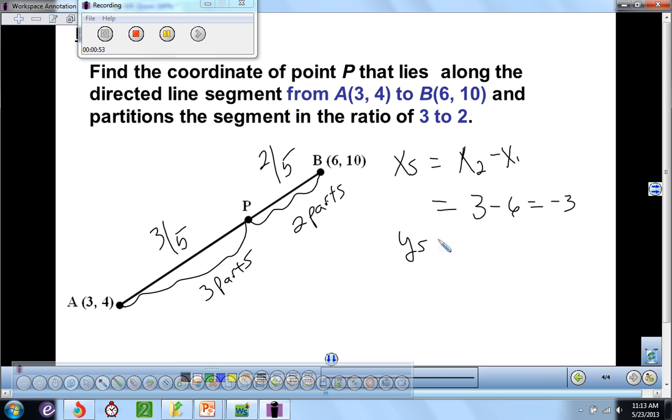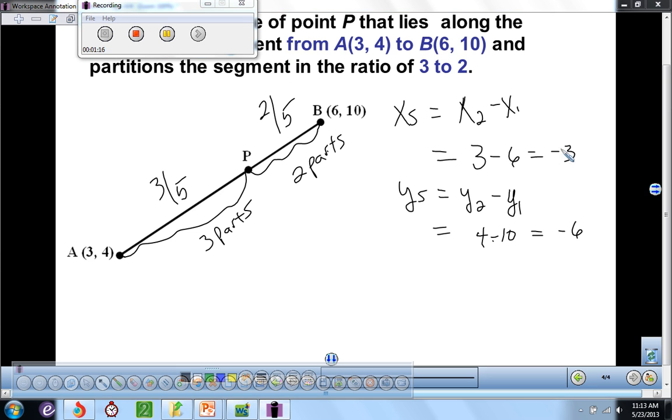For the y's, we're going to take 10, so it'll be y2 minus y1. So it's going to be 10 minus 4, it's 4 minus 10. And that gives us -6. Okay, so those changes are the same. Now what we need to do here is come up with a percentage or the ratio.